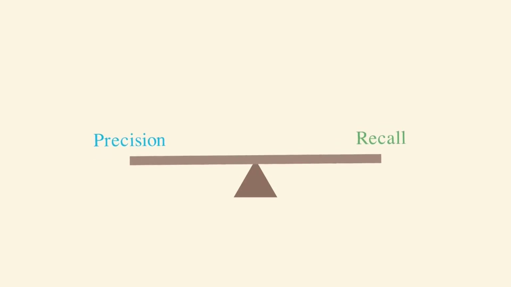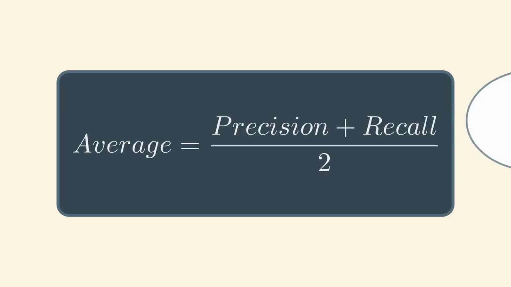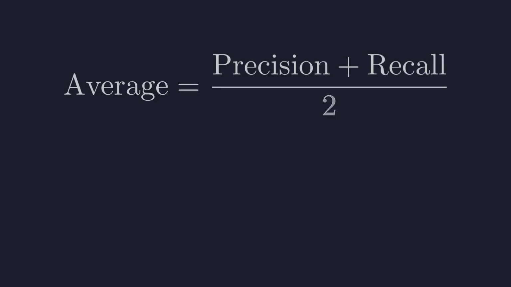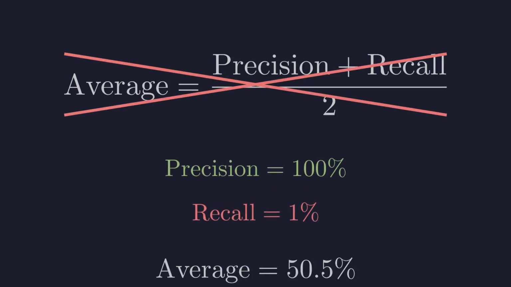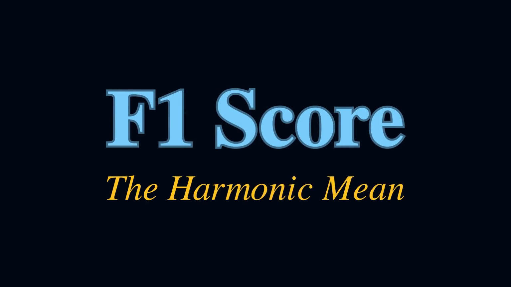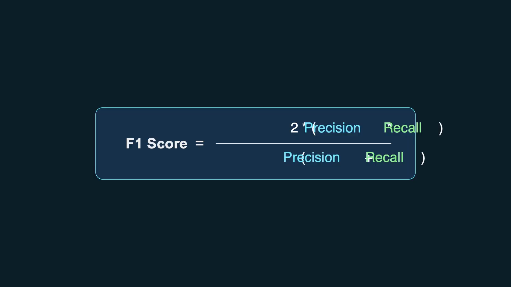So which is better? You might think you can just take the average of precision and recall to find a balance. This is a bad idea, because a model with high precision and very low recall would get an average that looks deceptively okay. This is exactly where the F1 score comes in. The F1 score is the harmonic mean of precision and recall. The F1 score is calculated as 2 times precision multiplied by recall, divided by the sum of precision and recall.